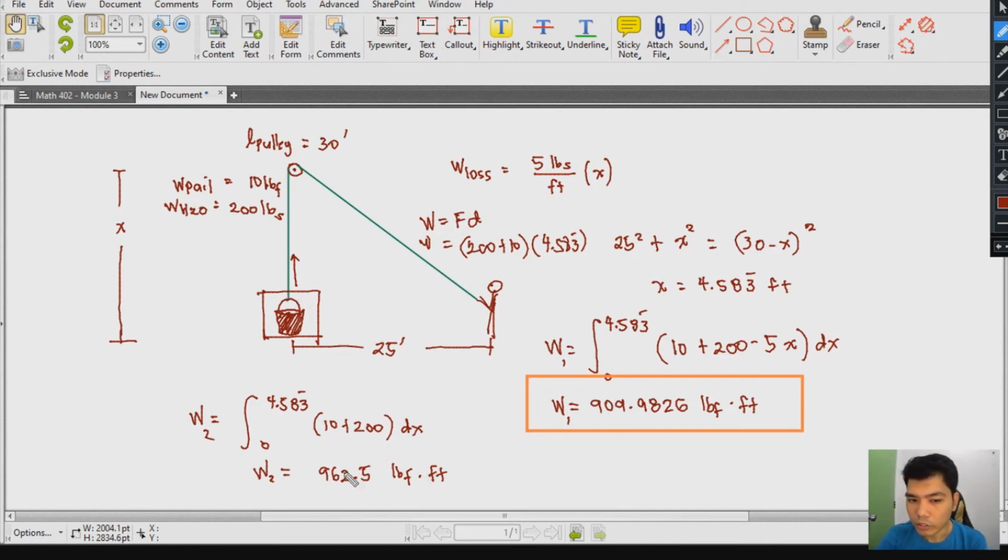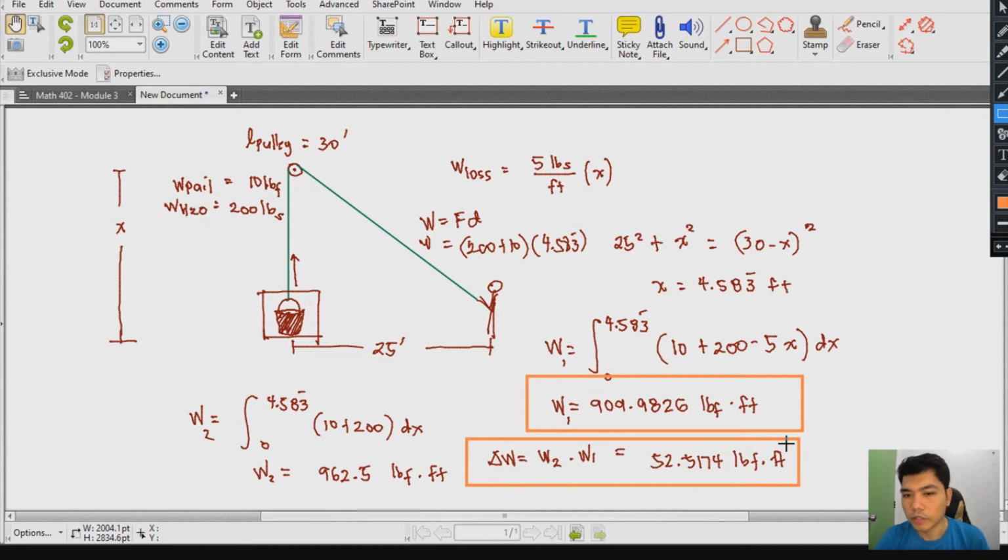So technically you could just compare, this work 2 is higher. But if we're concerned with the additional work that we have to exert based on the original situation with the spill, you just have to subtract W2 minus W1, and this gives you the change in the work that you need. So that is simply equal to 52.5174 pound force feet. Okay, so that is your additional work that you need.